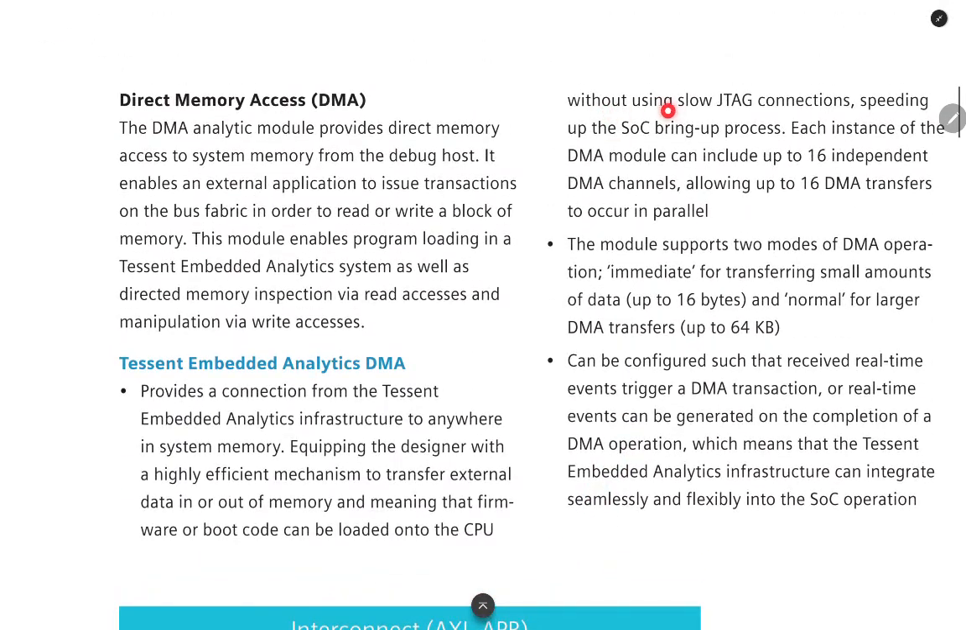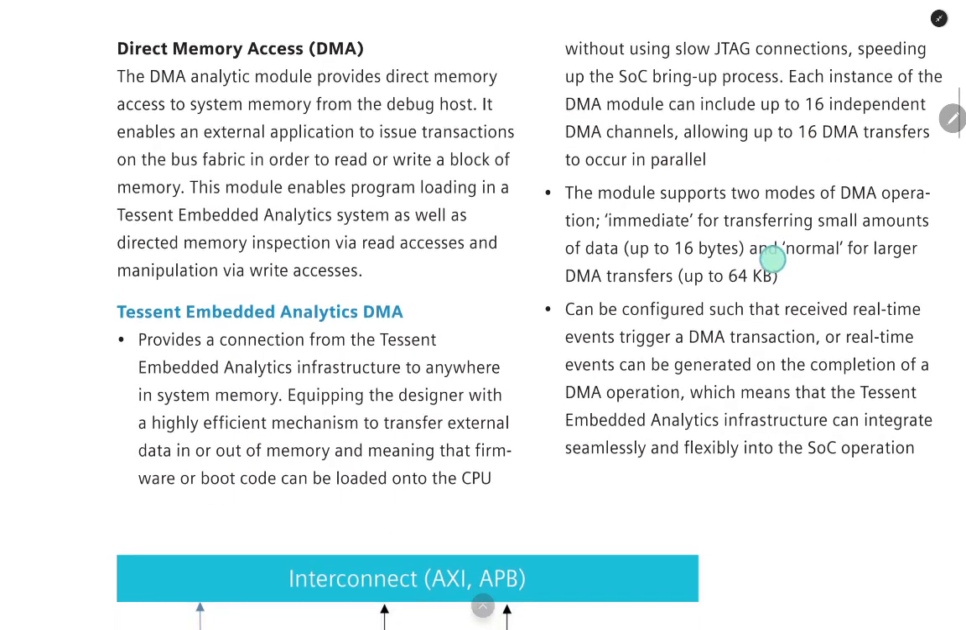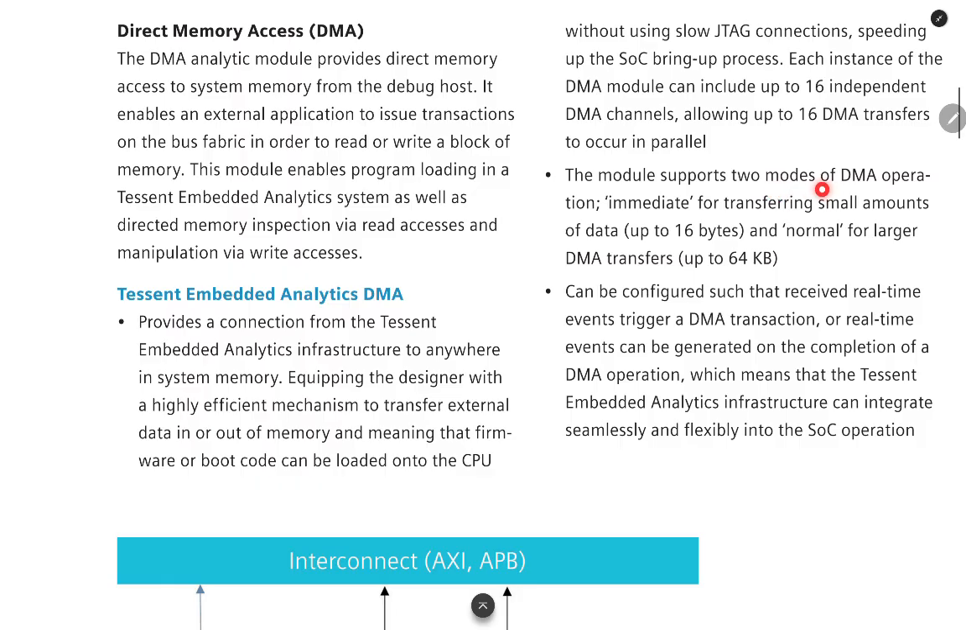Without using slow JTAG connections, speeding up the SoC bring-up process. Each instance of the DMA module can include up to 16 independent DMA channels, allowing up to 16 DMA transfers to occur in parallel. The module supports two modes of DMA operation: immediate, for transferring a small amount of data up to 16 bytes, and normal, for a large DMA transfer up to 64 kilobytes.